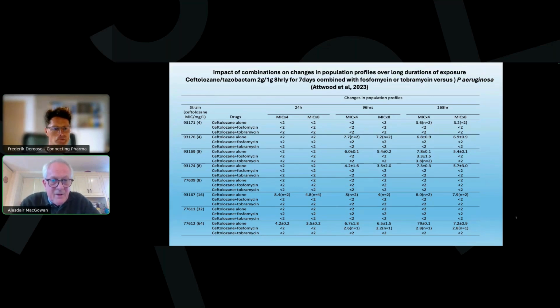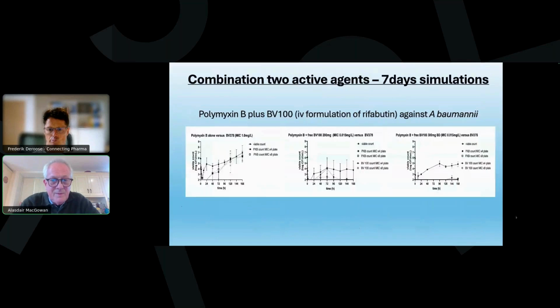And then on the next slide, just to finish this section on combinations, I'm showing you polymyxin plus a combination, and this is BV100, which is a BioVersys molecule.